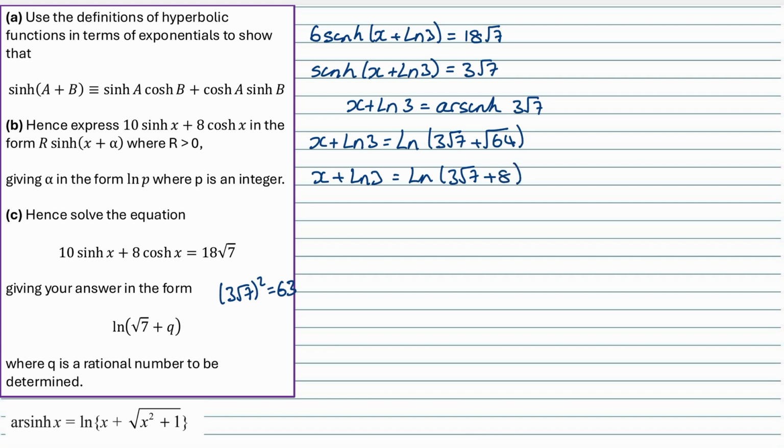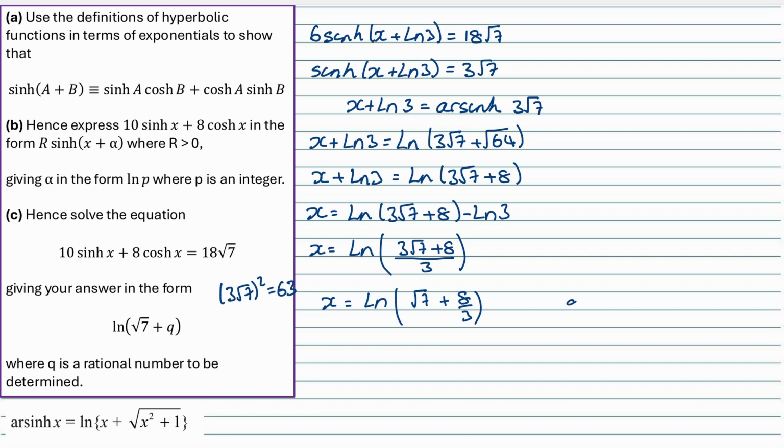And now we can move the natural log of 3 over to the right hand side. And then we can apply the division rule to simplify this. And in the question, we need to write it as root 7 plus Q. So we'll divide both of these by the 3. So we'll get root 7 plus 8 over 3. So you can see that Q is 8/3.